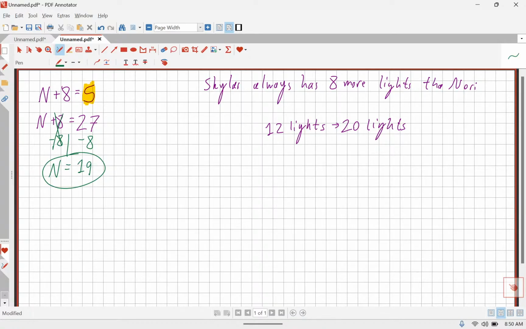How many of us were able to get that Nori's got to have 19 lights if Skylar's got 27? How many of us actually were able to get the equation looking like this as well? Beautiful. That's what we're working on today, is trying to get our equations looking right.